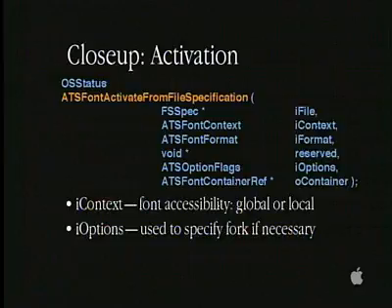One of the quick ways, now that we have the hierarchical folder activation, is you can activate a font or all the fonts stored in your application bundle by just specifying the main bundle as the file spec, using the options field to specify to process subdirectories, and if you want them local, use a local context. That will activate all the fonts inside of your bundle.